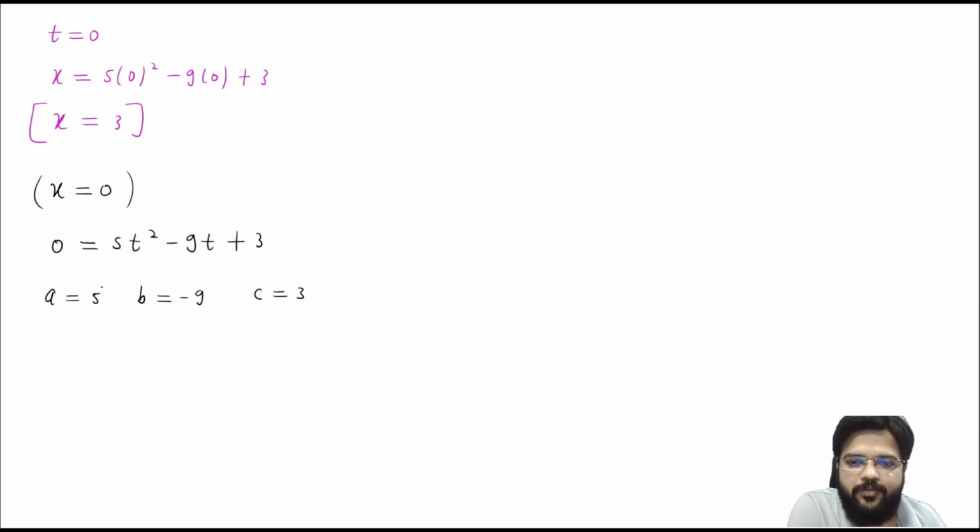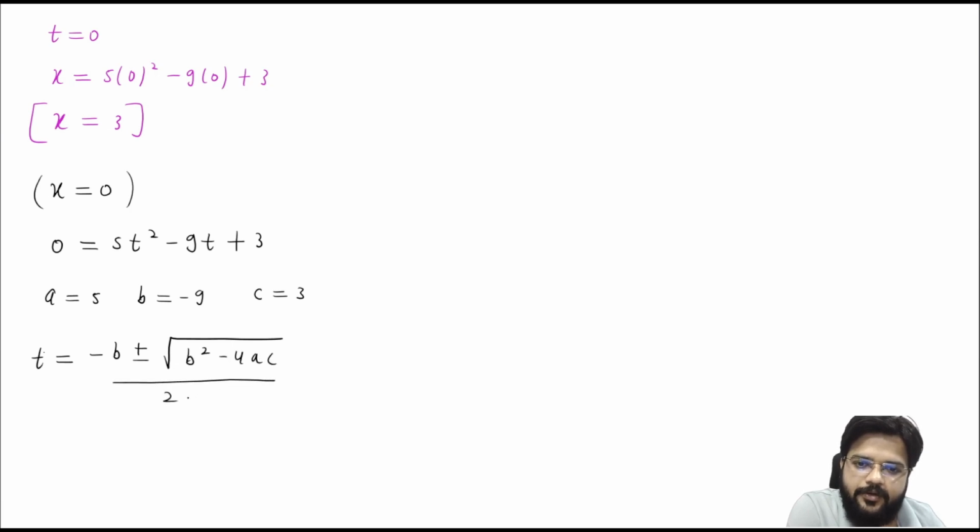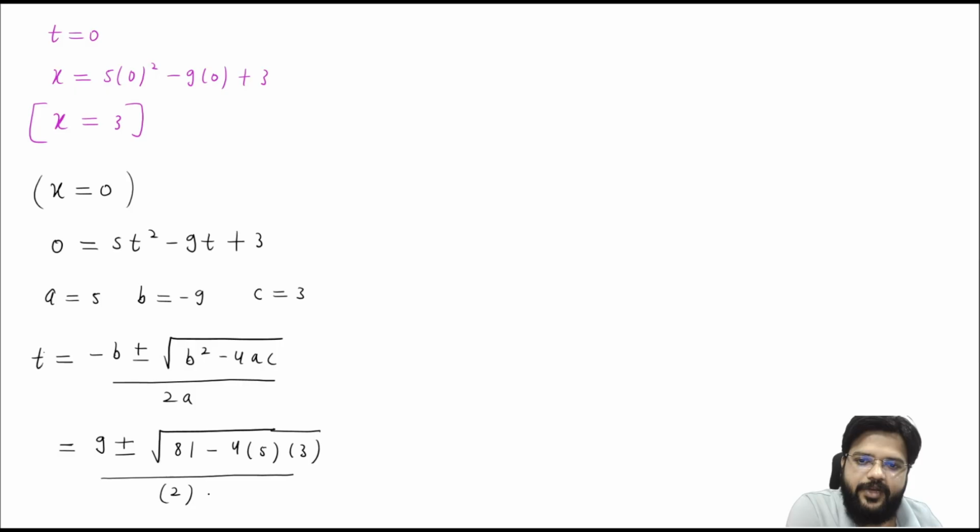Now use the Sridharacharya formula, then you will get two values of t. So t equal to minus b plus minus under root b square minus 4ac by 2a. Now put all values in this formula. So what is the value of b everyone? It is -9, minus is plus, so 9 plus minus under root b square, 81, minus 4, a is 5, c is 3, divided by 2a, and a is 5.